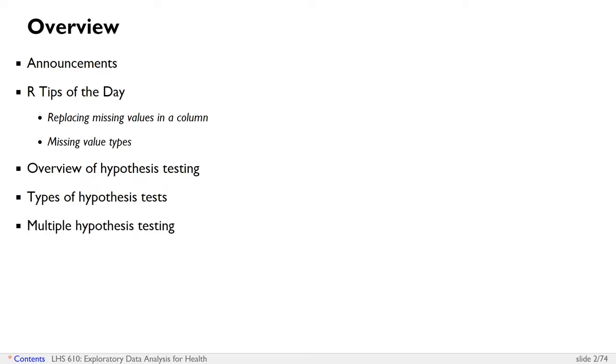We'll also briefly address multiple hypothesis testing. This is the idea that if you run a bunch of different hypothesis tests on the same data set, eventually you will find things that are statistically significant. How do you interpret those findings in light of the fact that you've run multiple hypothesis tests on the same data set?